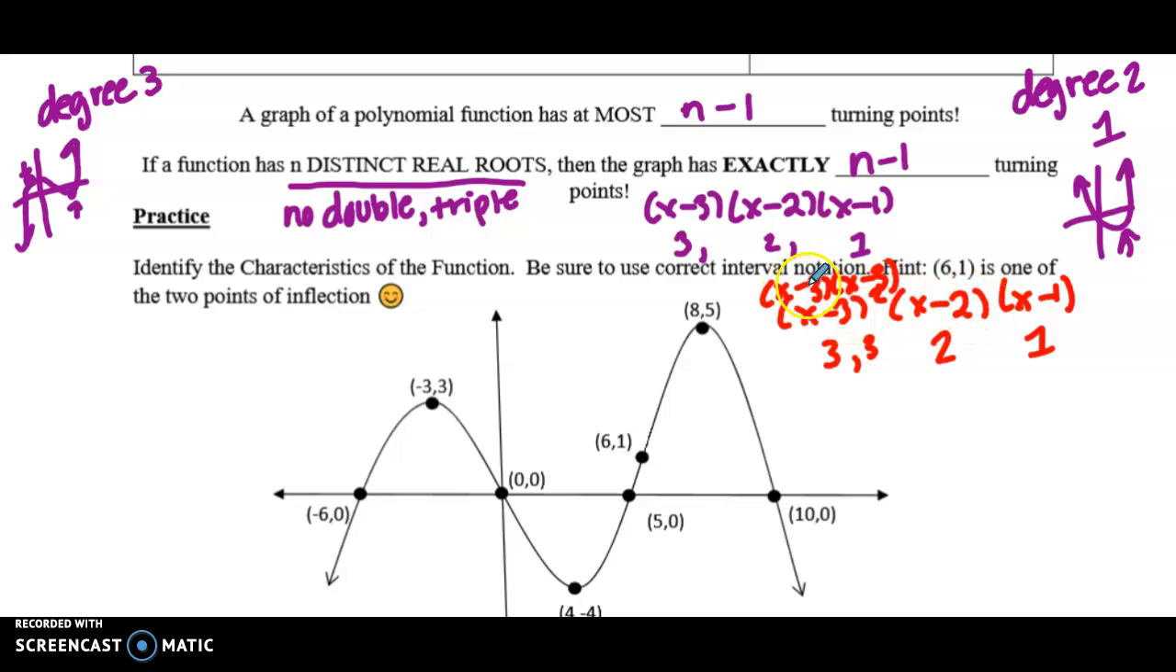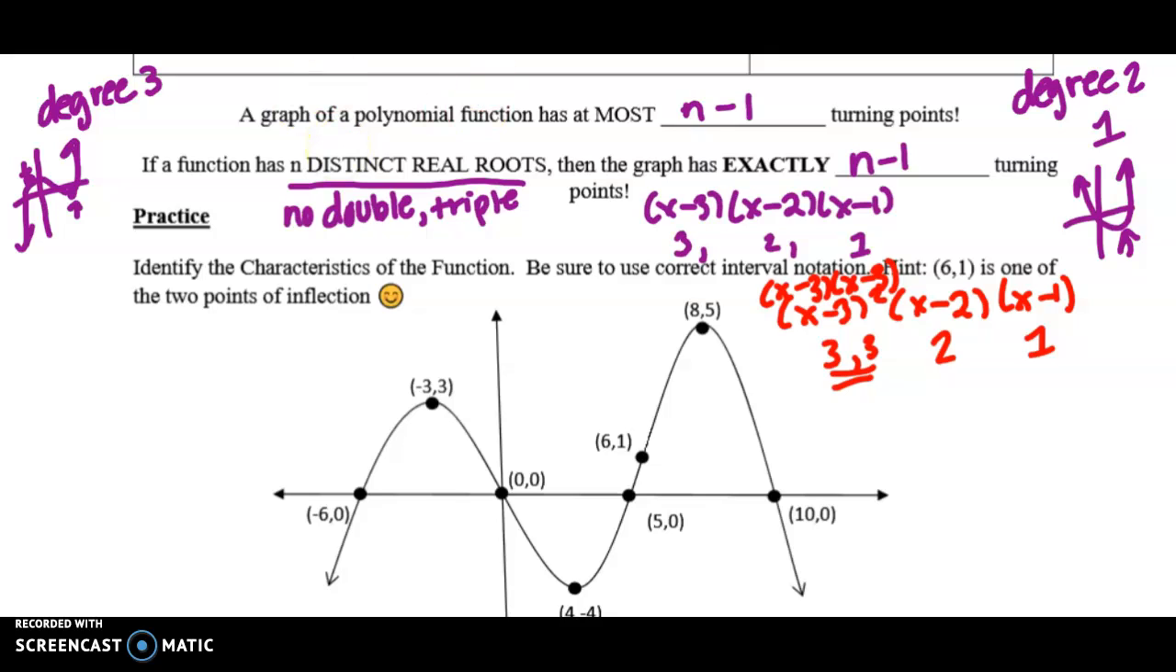This would be a degree of 4 because we'd have 1, 2, 3, 4, x to the 4th if I multiplied it out, but this one is repeated or is double. The other one is a degree of 3, because if I multiply this out, I'd have x cubed, and there's exactly 3 different roots, so n different or distinct real roots.